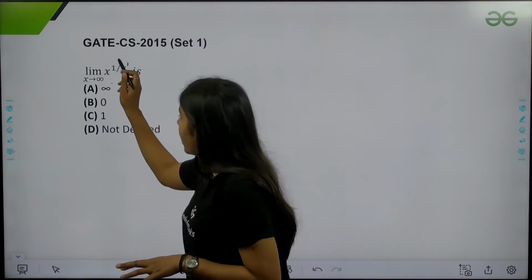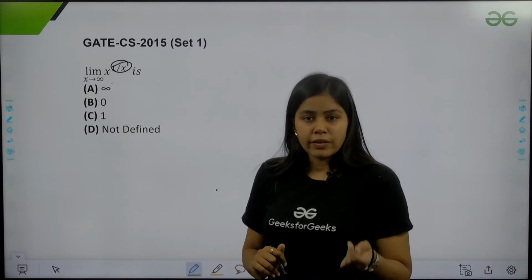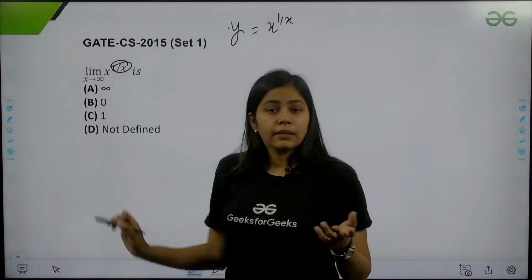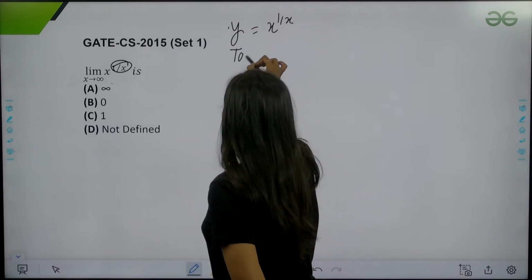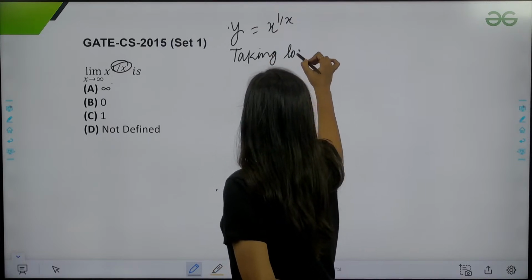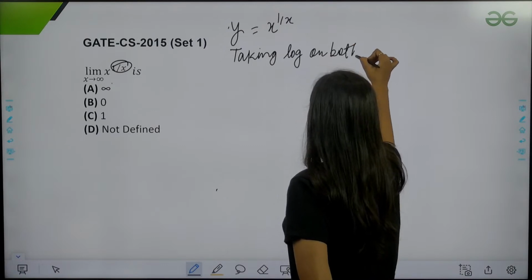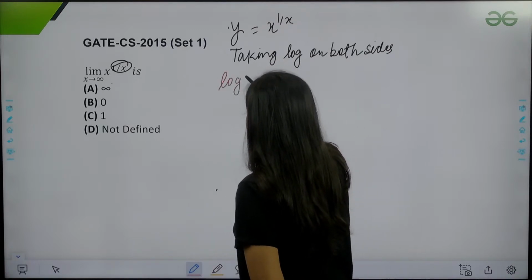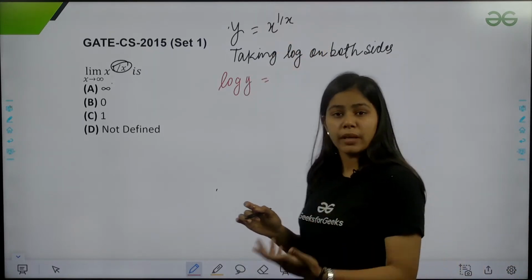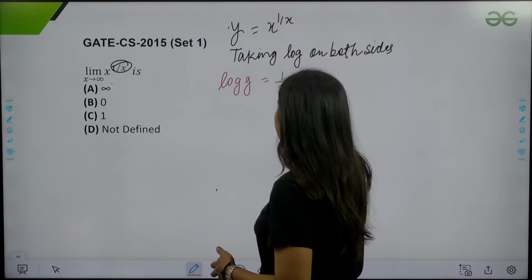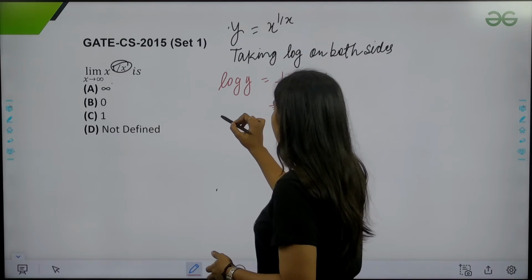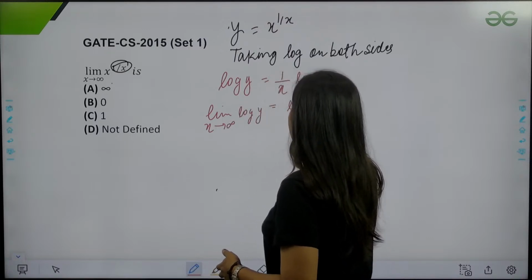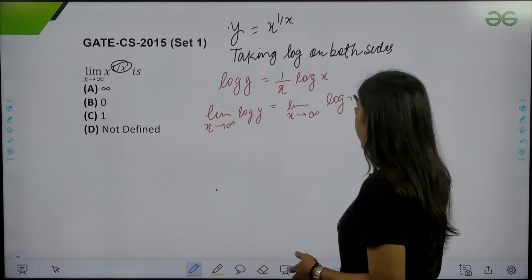So how are we going to solve these types of questions? Just remember, guys, whenever you find x in powers, then how are you going to solve these types of questions? So let's first take y is equals to x to the power 1 by x. Right, now take log on both sides. Now when you take logarithm on both sides, what will you get? Log y, and on the right hand side, using log property, the power will come in front. So what would you get? 1 by x log x, right? Now taking limit x tending to infinity, log y is equals to limit x tending to infinity log x by x, right?